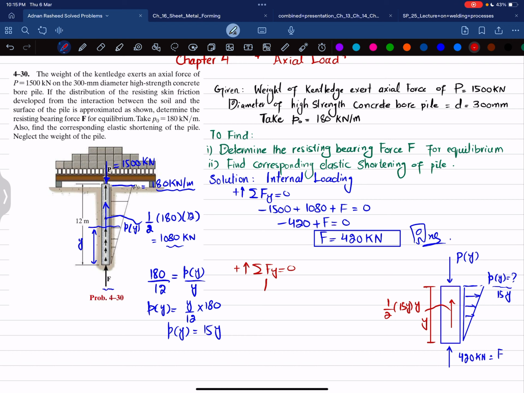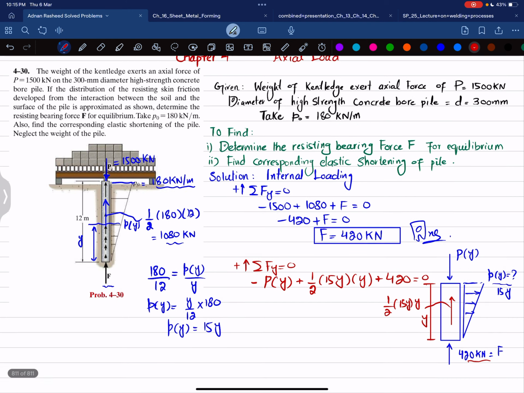So P of y, which is the normal force acting at a distance of y, that is downward, so it will be minus, plus this force, which is 1 over 2 times 15y multiplied by y, is upward, plus this 420 kilonewton load, which is F. Their sum must be equal to 0.